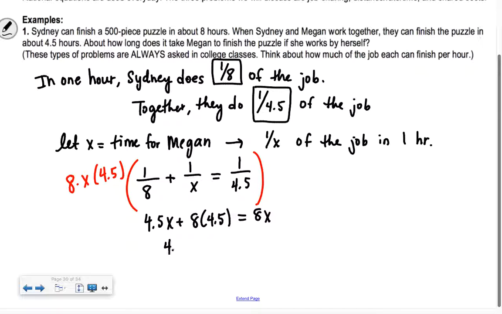So we have 4.5x plus 36 equals 8x. We subtract the 4.5x over, so we get 3.5x equals 36. When we take 36 divided by 3.5, Becca's my calculator today, what did you get? 10.285? Okay.